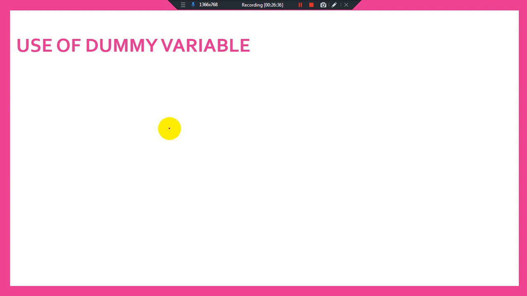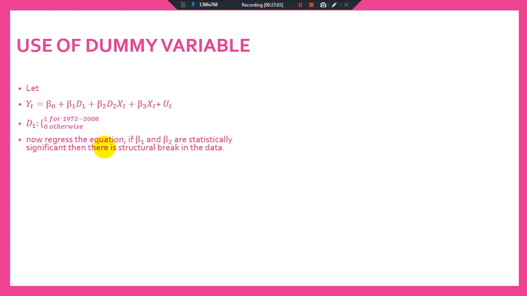Dummy variable. Now we use the dummy variable for finding the structural break here. Okay, we have Yt equals beta naught plus beta 1 D1 plus beta 2 D2 Xt plus beta 3 Xt. Now we are using the first dummy variable as 1 for 1972 to 2008, and now regress the equation. If beta 1 and beta 2 are statistically significant, then there is a structural break in the data.